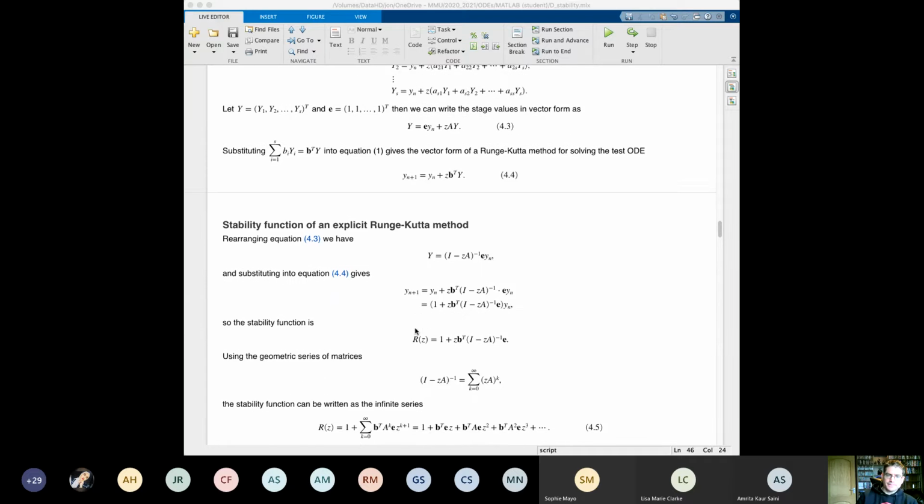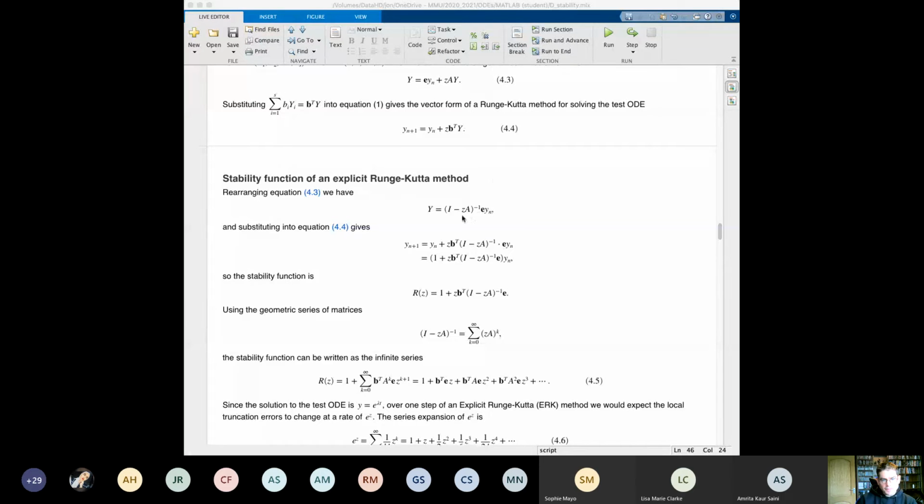So for an explicit method, if we rearrange 4.3, we get this. This will be a matrix, so this is an inverse of a matrix. And we substitute this into 4.4, and we have this. Therefore our R(z) must be this expression here. But the problem is this expression has a matrix inverse, but fortunately we can approximate that inverse using what's called the geometric series of matrices. This is an infinite series, which is the approximation of this matrix here.